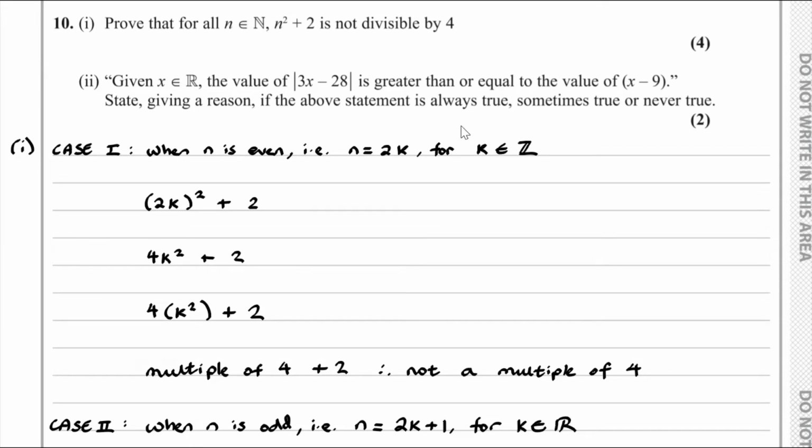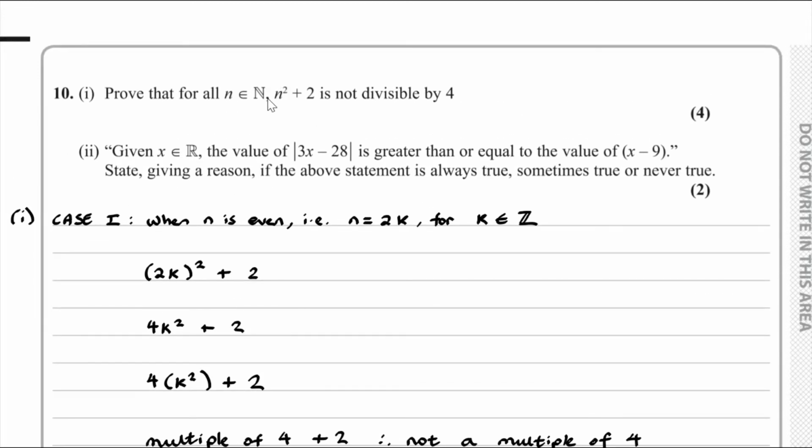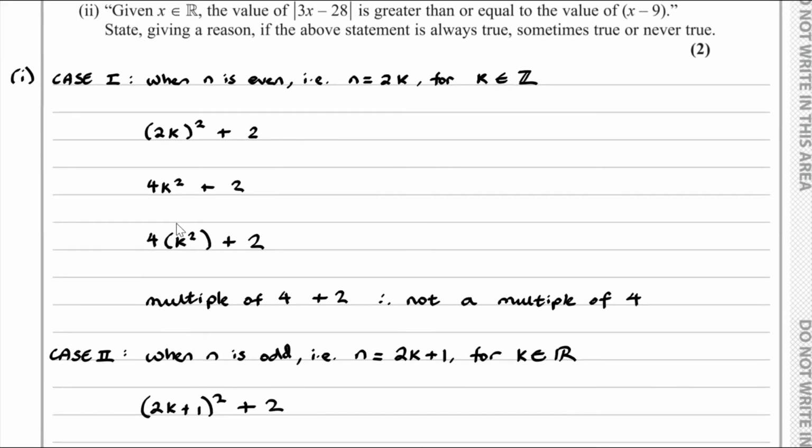So what I have over here then are the two cases which we need to consider, the even case and the odd case. With the even case, if n is even, then we can rewrite n as 2k for some integer k. So replacing n with 2k, we have 2k all squared plus 2, so we have 4k squared plus 2, which is the same as 4 lots of k squared plus 2. So 4 lots of k squared, that's a multiple of 4, and then we add this 2. So a multiple of 4 plus 2, that's not a multiple of 4.